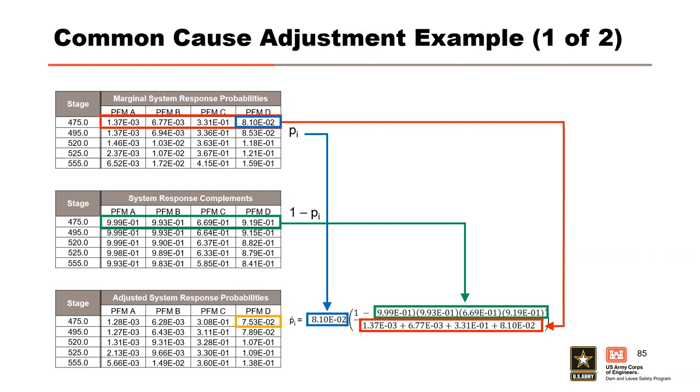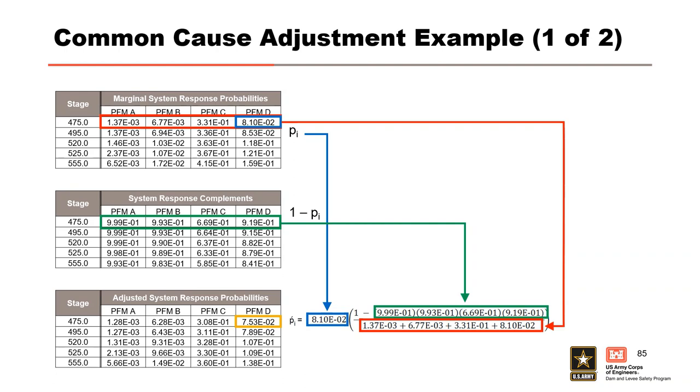The adjusted probabilities are shown in the final table. For failure mode D at a stage of elevation 475, I'll take 1 minus the product of all the complements, which are the values in the green box. I'll divide that by the sum of all the marginal probabilities in the red box, and then multiply by the individual marginal probability, which is in the blue box. The result will be the adjusted value in the gold box.